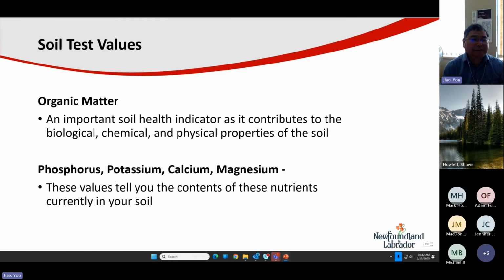In the soil test values, organic matter is an important soil health indicator, as it contributes to the biological, chemical, and physical properties of the soil. Like we have mentioned, soil organic matter, along with soil pH, are the two master parameters to evaluate your soil health. And in the soil test report, we also have phosphorus, potassium, calcium, and magnesium. These values tell you the content of these nutrients currently in your soil that is available for the crop.